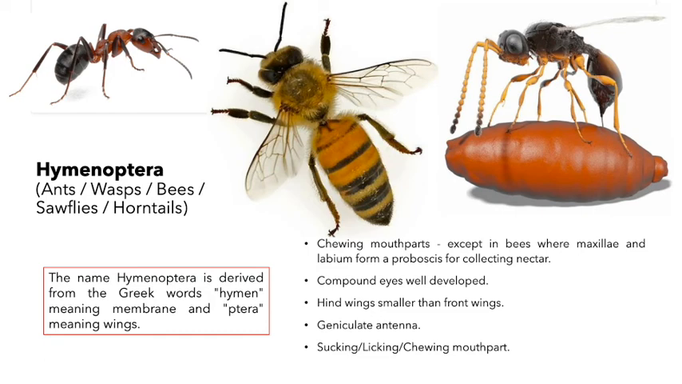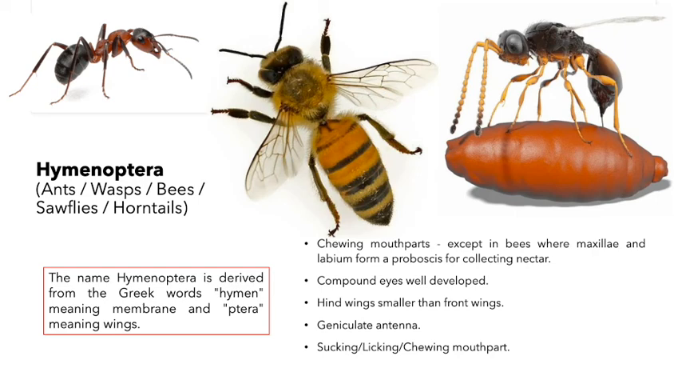And the next order is Hymenoptera. Examples are ants, wasps, bees, sawflies, and horntails. The name Hymenoptera is derived from the Greek word hymen, meaning membrane, and ptera means wings. It is also a reference to Hymen, the Greek god of marriage. The name is appropriate not only for the membranous nature of the wings, but also for the manner in which they are joined together as one by the hamuli.